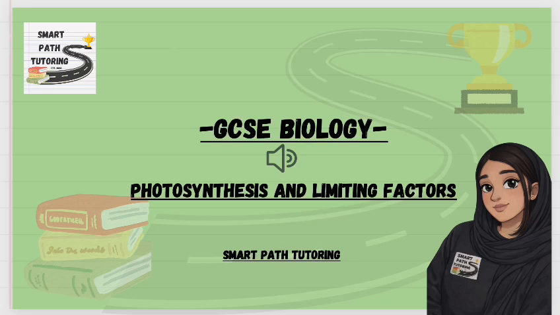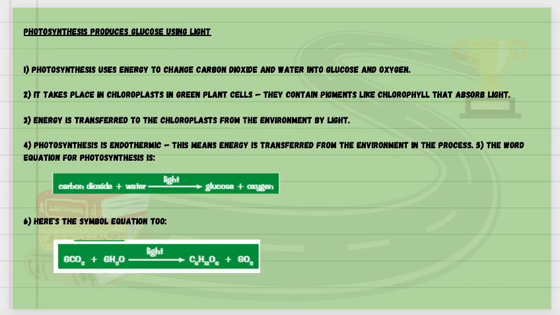This is about photosynthesis and limiting factors. Photosynthesis produces glucose using light. Photosynthesis uses energy to change carbon dioxide and water into glucose and oxygen. It takes place in chloroplasts in green plant cells. They contain pigments like chlorophyll that absorb light. Energy is transferred to the chloroplast from the environment by light.